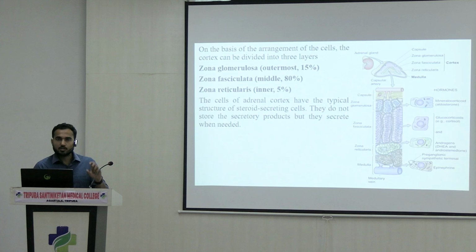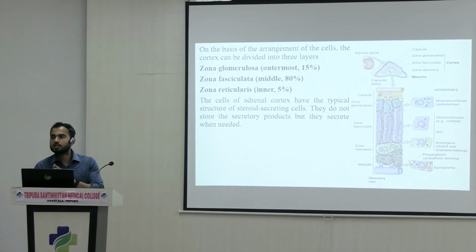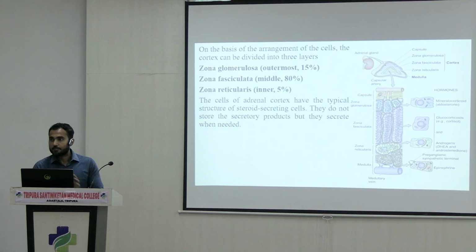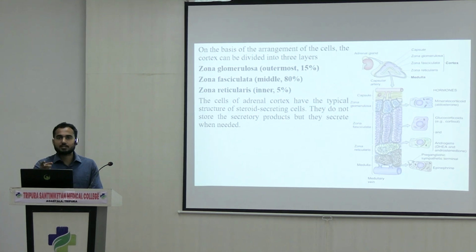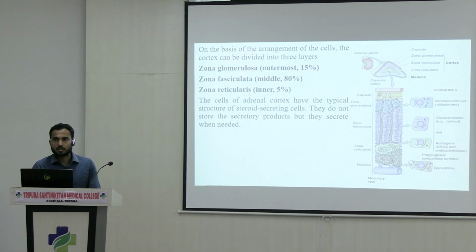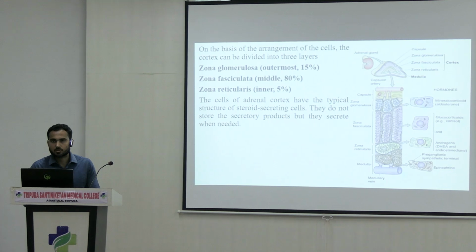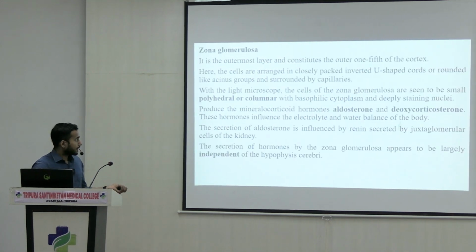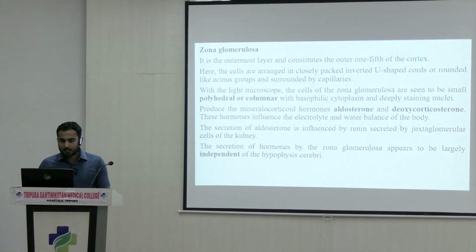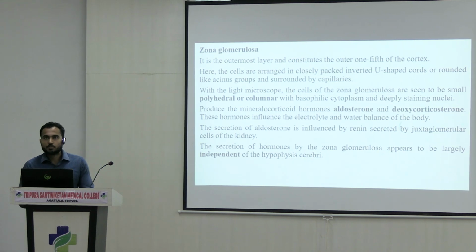Now in those zones, cells are present in the form of cords, but the arrangement of the cells is different in these 3 different zones. Based on that you have to identify the zone under the microscope. That's why you have to know about that, followed by the hormones which are secreted by these particular zones. So first we will see the outermost zone, that is zona glomerulosa.